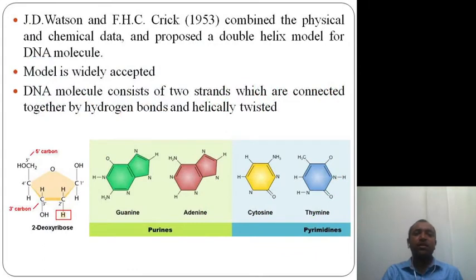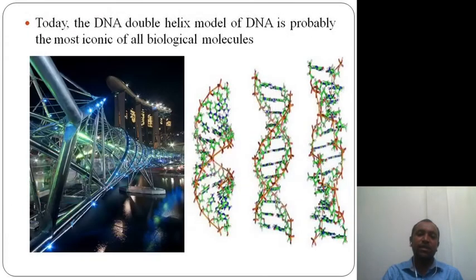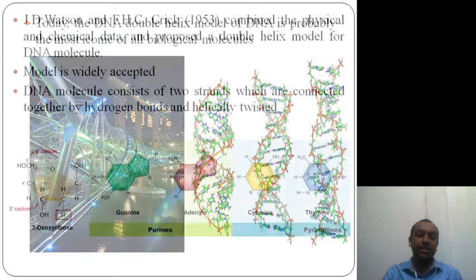James Watson and Francis Crick in 1953 combined the physical and chemical data and proposed a double helical model for DNA. This model is the most widely accepted model for the structure of DNA, and it consists of two strands which are connected together by hydrogen bonds and are helically twisted. So you have seen that all the DNA molecules, irrespective of different forms, are double helix or helically twisted.